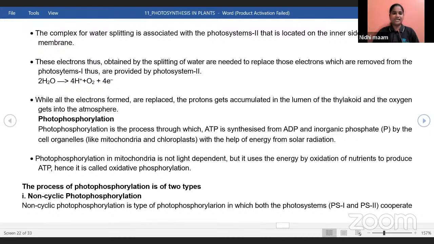Fine. See, this is the reaction of splitting of water. Here you can see, another process called photophosphorylation comes. It is the process through which ATP is synthesized from ADP. ATP is formed from ADP and inorganic phosphate, right? We call it inorganic phosphate.